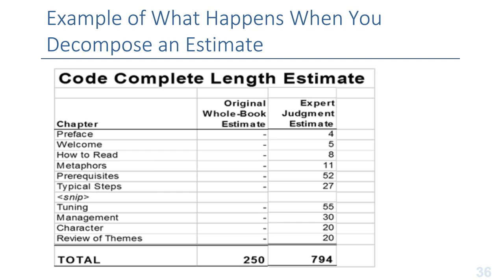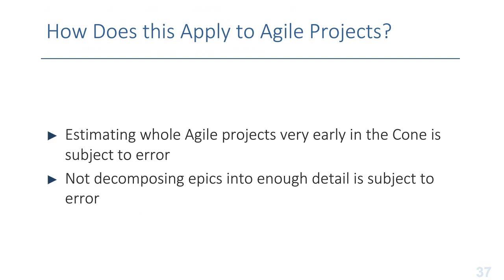But this is very much the kind of thing that happens when you decompose a large chunk of work into smaller chunks of work: you discover all the places that there's work that you just weren't thinking about because you didn't think about the problem hard enough. And so decomposing the estimate ends up being a good idea. In an Agile estimation context, this applies to estimating whole Agile projects when we're very early in the cone. If we're not thinking about that whole Agile project very seriously or in much detail, then we can have the kind of error I had in my Code Complete estimate.